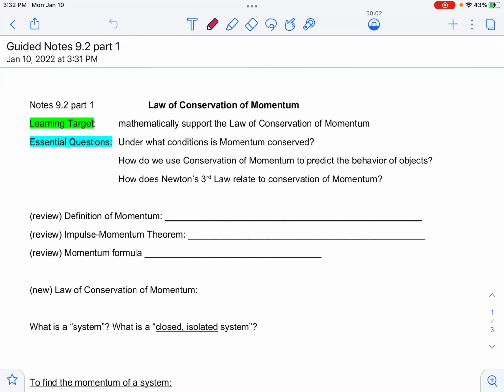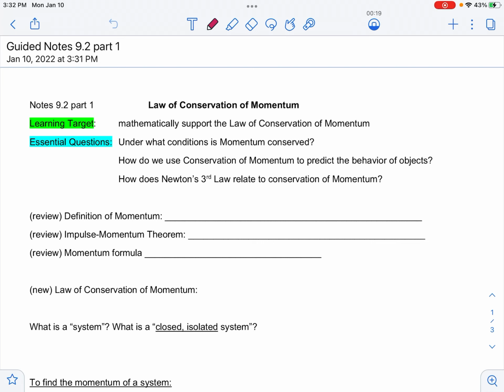Hello everyone. Today we are going to talk about the first part of section 9.2, which is on the law of conservation of momentum. And our learning target today is to be able to mathematically support the law of conservation of momentum. So we're going to use our algebra skills to prove that this law is true.